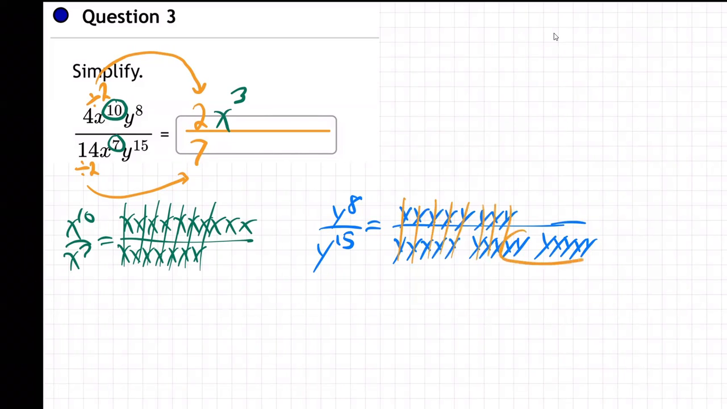And we're left with what? These, which is 7 of them on the bottom, aren't we? So it's y to the 7th on the bottom. The leftovers are on the bottom. And then that's really it. There's nothing more we can do.